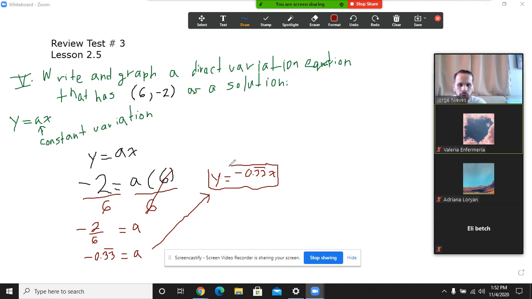How do we do the graph? Well, the same way. Okay? We got an order pair that has coordinates of 6 and -2.